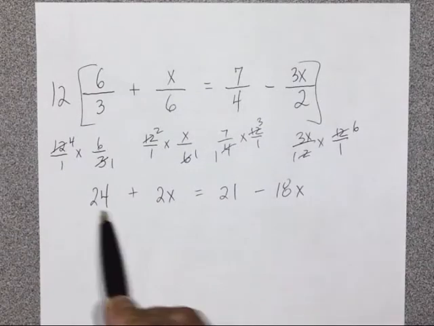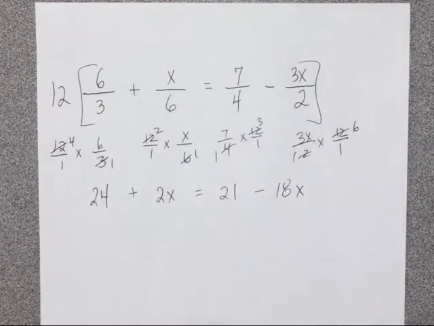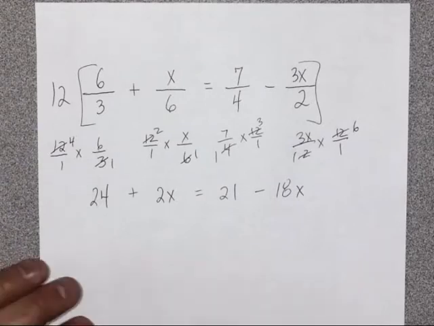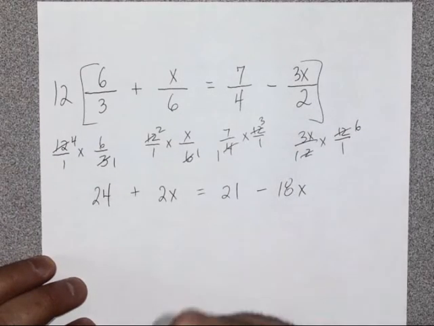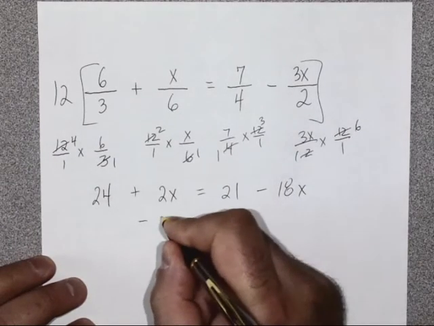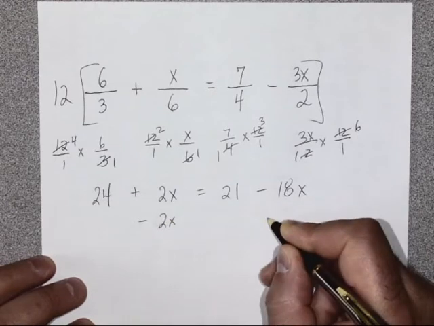So this equation and this equation are equivalent. Notice this equation has no fractions in it. So that works out really nice. So now I can solve like I normally would. I can subtract 2x.